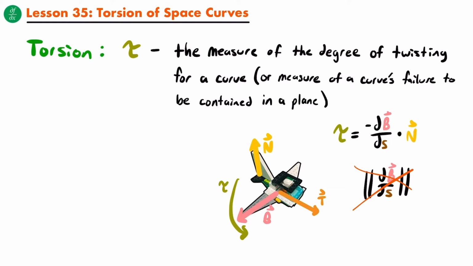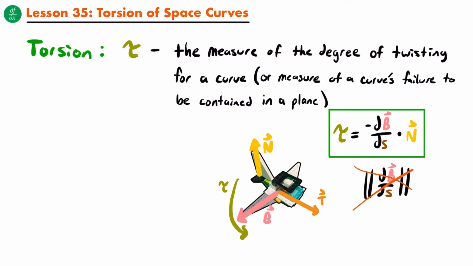Okay, and it is important to realize here that for this discussion, I am assuming, like most Calc 3 resources do, that we are working with a standard right-handed orientation of this TNB frame. Okay, if you're using left-handed orientation, which not a lot of people do, it's very uncommon, then the way you measure torsion might be a little bit different. But again, that's very rare. This formula right here is how you will calculate torsion in Calculus 3.